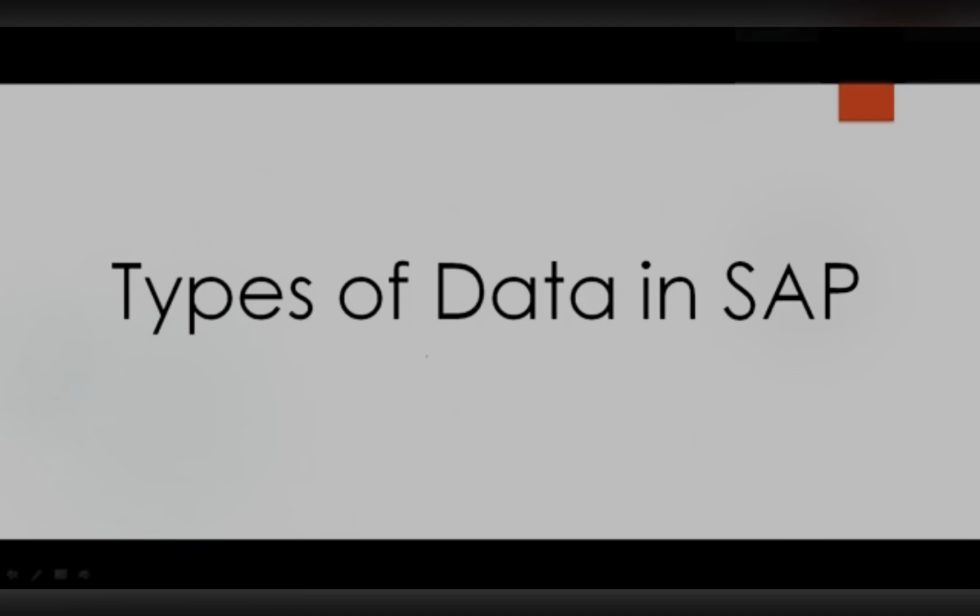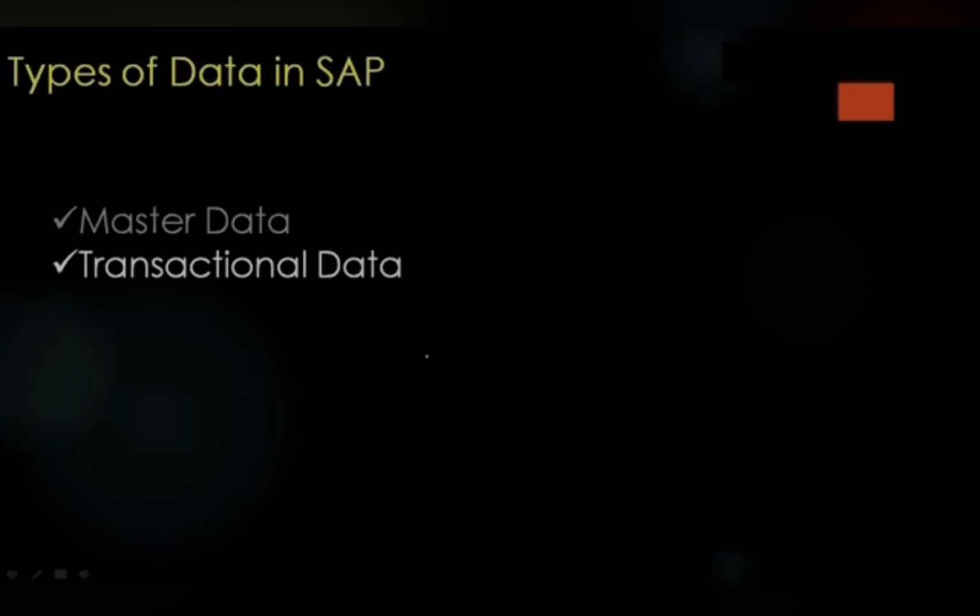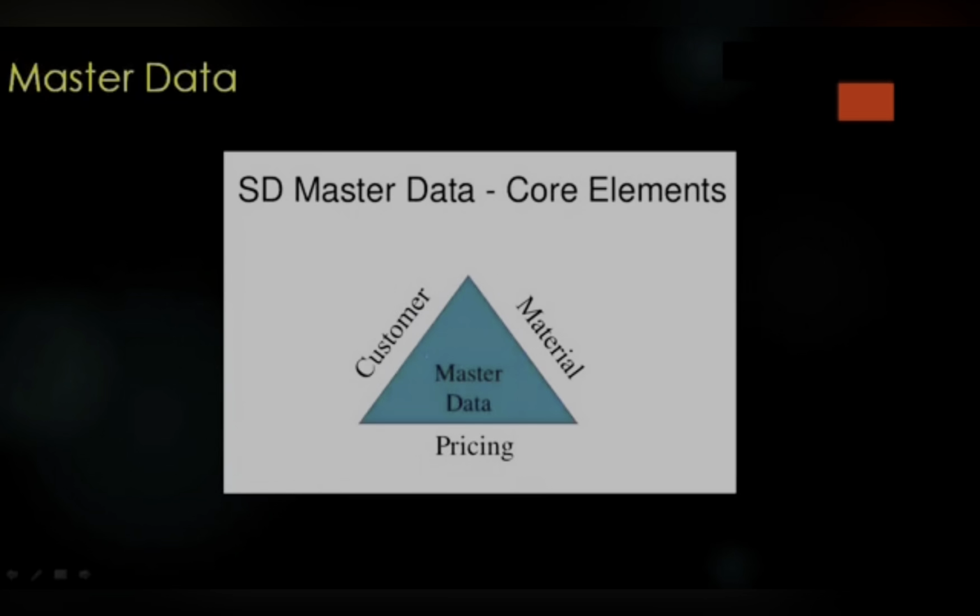Now we'll discuss the types of data in SAP. In SAP we basically have three types of data. First is master data, then transactional data, and customizing data. Whether you talk about the SAP SD module, MM module or PP module, they all have three types of data: master data, transactional data, and customizing data. Master data, for example, customer, material, pricing, are the master data in SD.